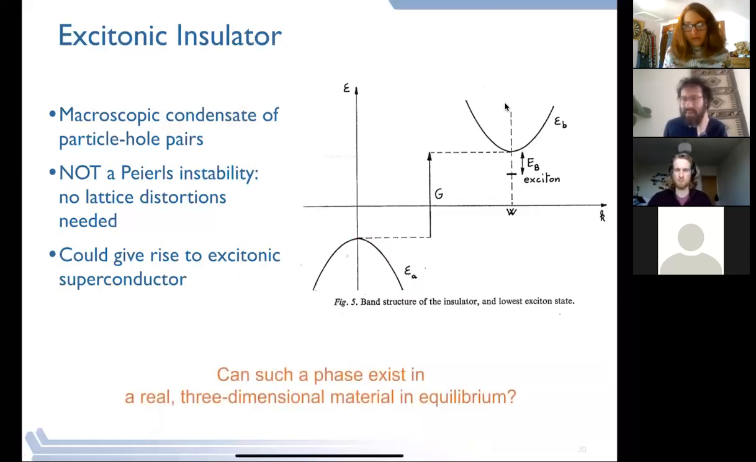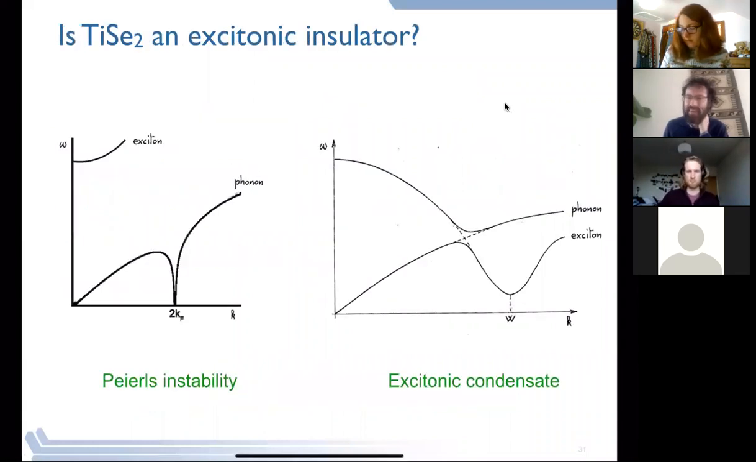The question, however, since 1967 has been, can such a phase actually exist in any real three-dimensional materials? This was a nice proposal, but it's purely theoretical. So the question is, if you have a material and you see a charge order, how would you know whether it's made out of excitons or phonons? Because in the end, both are charge-ordered materials. So actually, Kohn already answered that question.